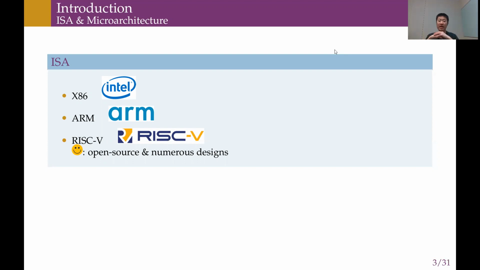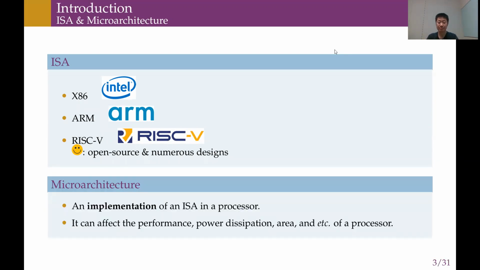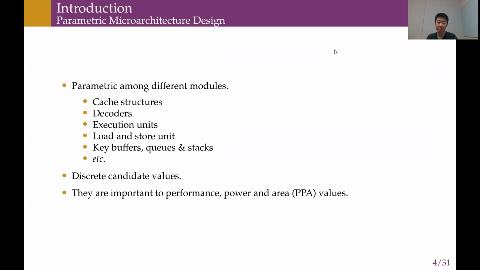And in this work, we have a second keyword that we call microarchitecture. Microarchitecture is an implementation of an ISA in a processor. And it can affect the performance, power dissipation, and area of the processor. Because we have mechanisms like Chisel, we can easily parameterize the structures of cores. Like we can parameterize cache structures, decoders, execution units, LSU, buffers, queues, and stacks, and so on and so forth in a processor. So that means we can construct different microarchitectures.